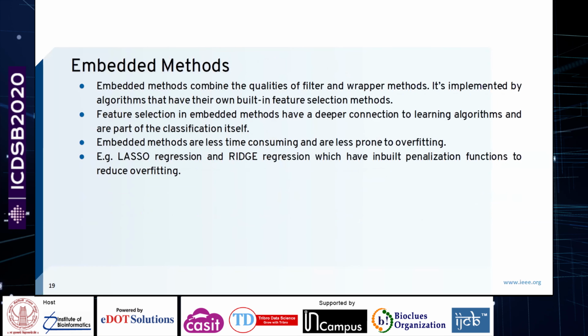So SVM is also an embedded method because the algorithm itself is able to provide a feature selection. We also have other embedded methods, lasso regression and ridge regression, as well as random forest, which can provide different feature ranking methodologies. So once we run these algorithms once, we can get quantitative ranking information from these embedded methods.